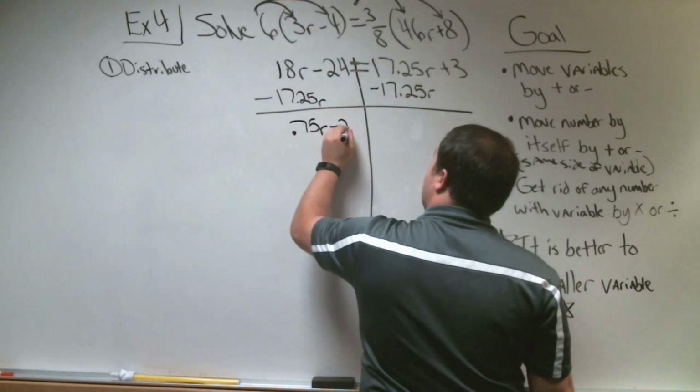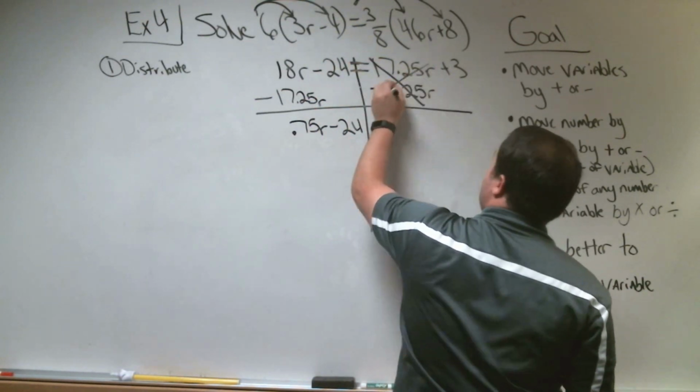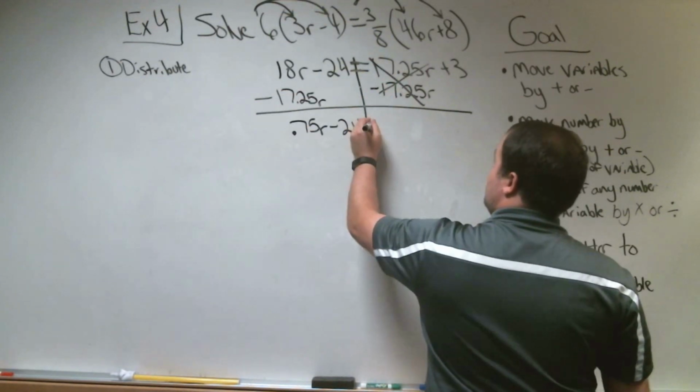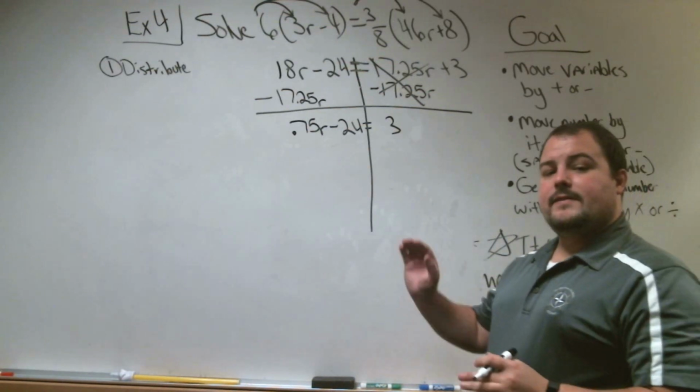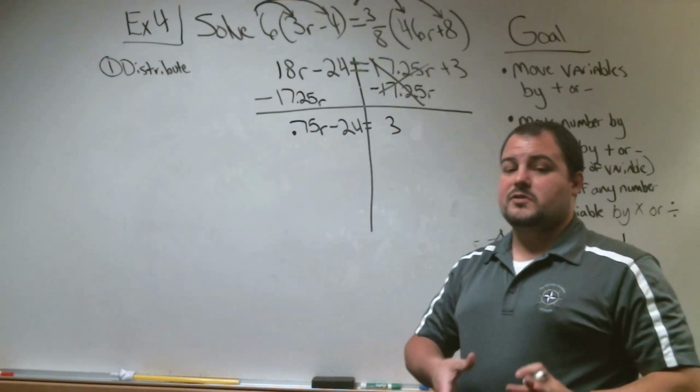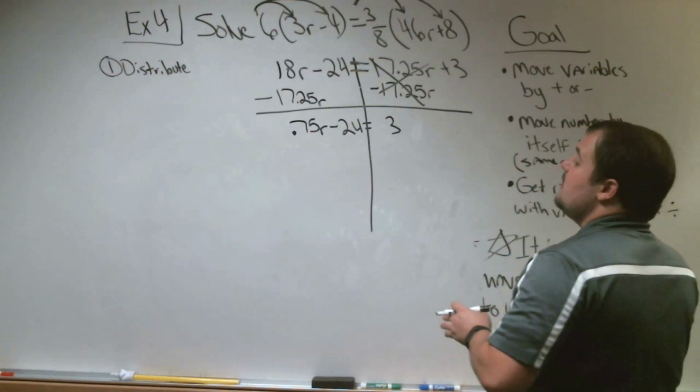I'm going to drop down the minus 24. I know if I have $17.25 and I take away $17.25, I have nothing. Equals 3. So right now, we only have the variable on the left side, and that's a decimal, so chances are we might need a calculator to make the work a little bit easier for ourselves.